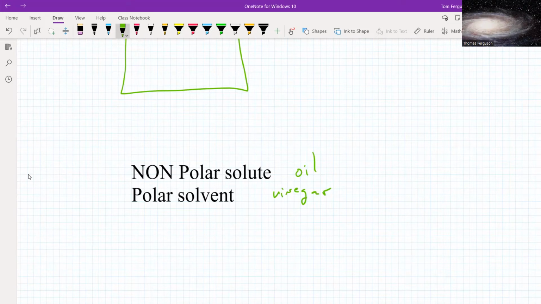Exactly right. So how can you make them mix together? Shake it a lot. And then what happens when you stop shaking? Yeah. So have you made a vinaigrette before?